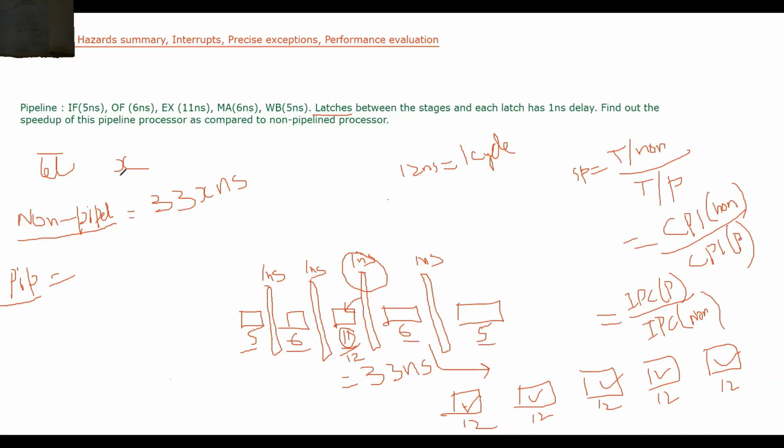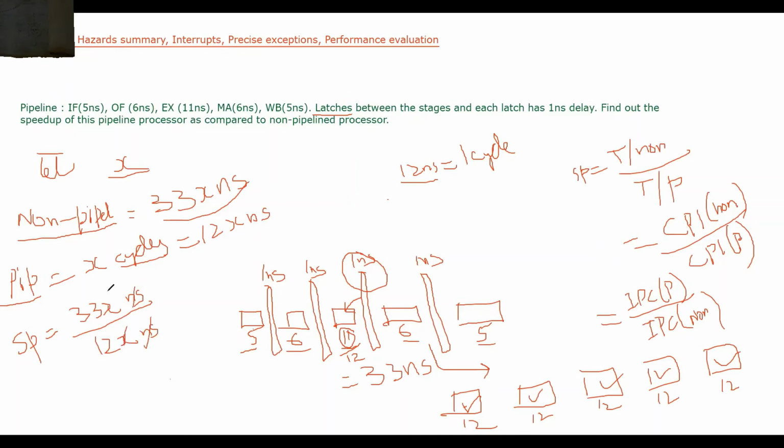And we know that in a pipelined processor, every instruction is completed in 1 cycle. So X instructions will be completed in X cycles. Now we know 1 cycle is equal to 12 nanoseconds. So the pipeline will take 12X nanoseconds to complete. So what will be the speedup? The speedup will be equal to the time taken by non-pipelined, that is 33X nanoseconds, divided by the time taken by pipelined, that will be 12X nanoseconds. We cancel the X. The final speedup will be equal to 33 divided by 12.